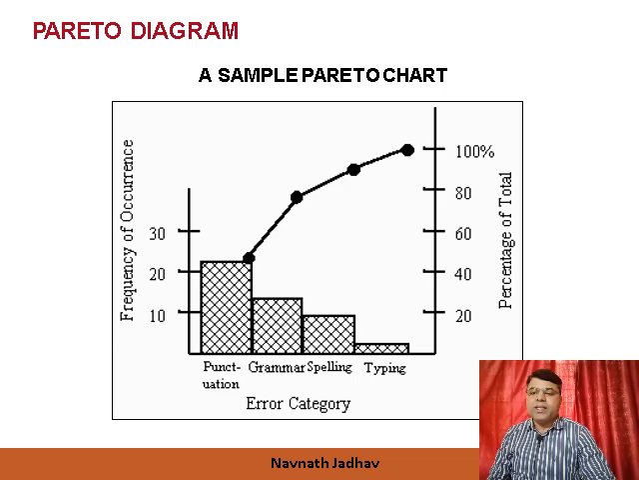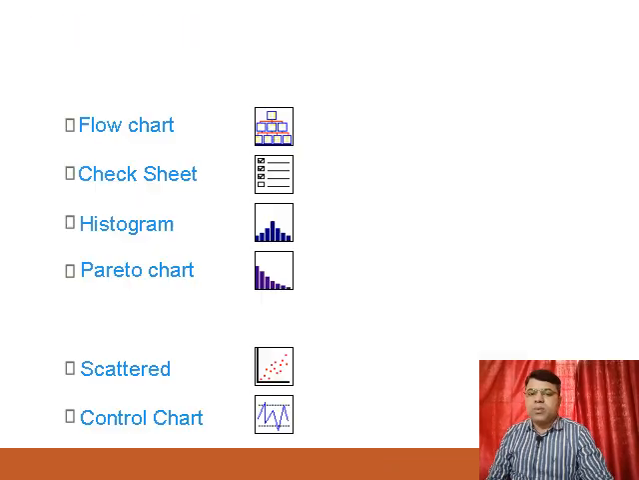So we can see the 100% data in which if we pick up only two problems, punctuation and grammar, we can solve 80% of the problem directly. So this is a very important tool to pick the data or to find out the 80% of the problems.